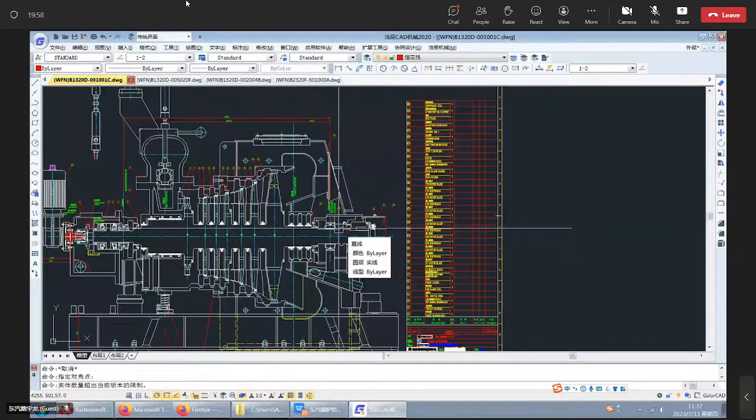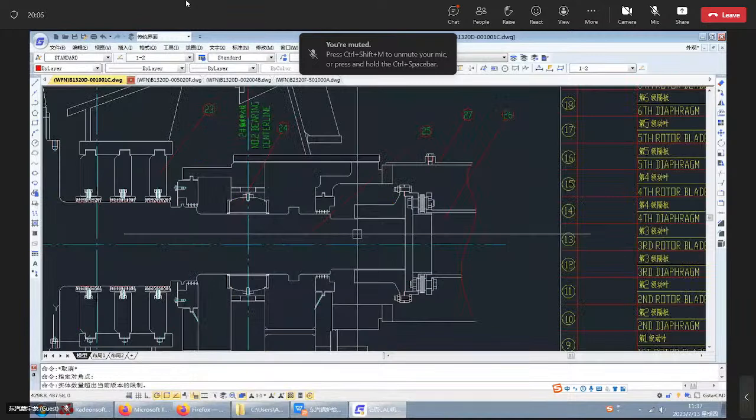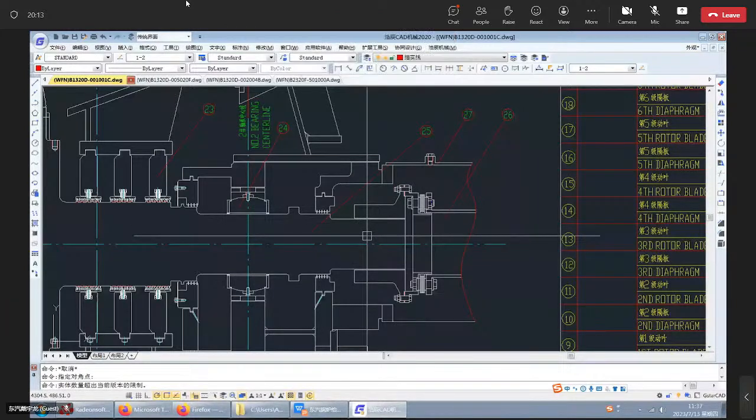Sir, you mean the electrical driven pump? This pump is only for starting the unit. It's different from the pump we're talking about in that section.